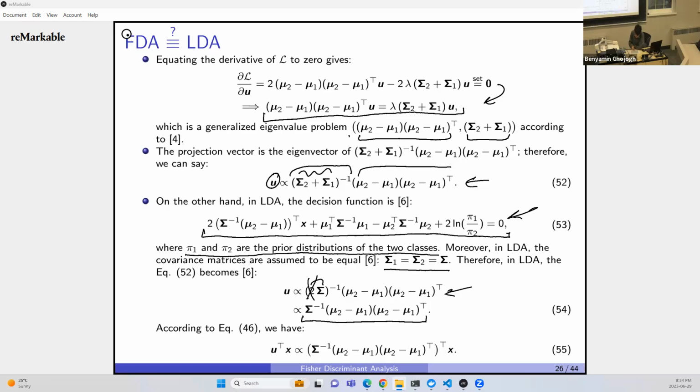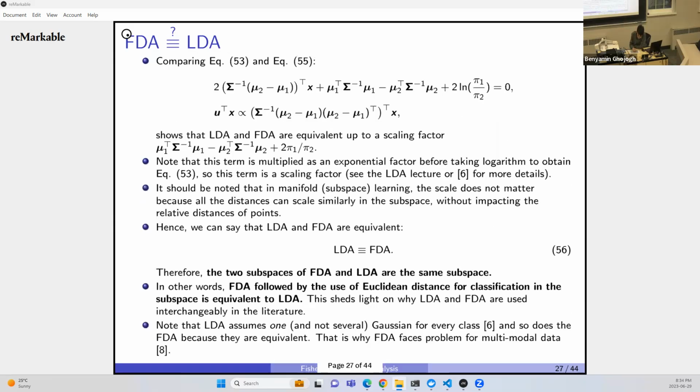Okay? Therefore, I can write it as U transpose X, which is projected data. What is this? This was U transpose X, right? So I just showed you that U transpose X is this, and this is the decision boundary of LDA, which we saw. Compare these two.